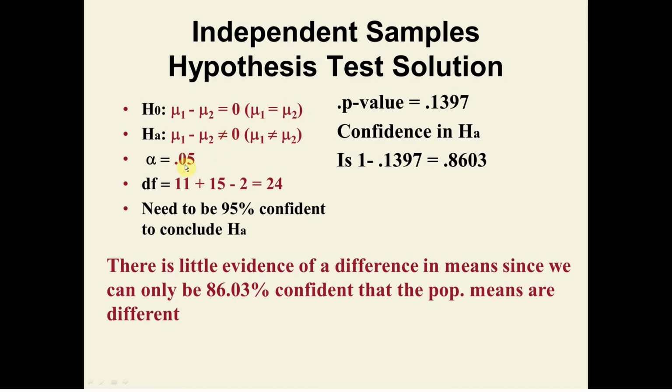Okay, at the alpha level of 0.05, we plug this into Megastat. We get a p-value of 0.1397. Well, because this is greater than 0.05, we cannot reject this. There is insufficient evidence to reject this, or insufficient evidence to conclude that the means are different. How confident are we? We're only 86.03% confident. We need to be at least 90% confident. So there's not much evidence that the population means are different. In other words, does that make them the same? No. It doesn't make them the same. We just don't have evidence that they're different.